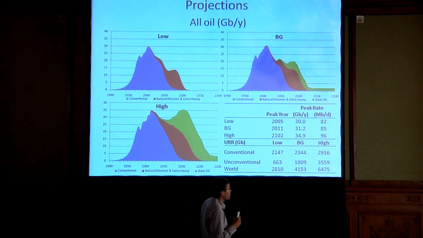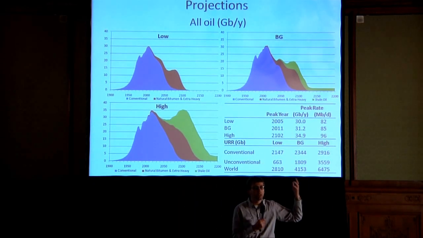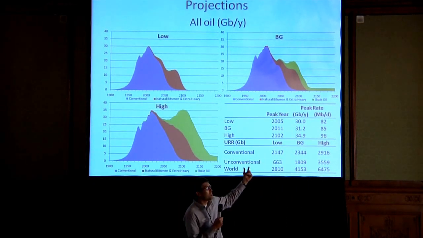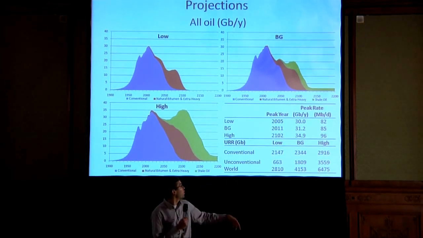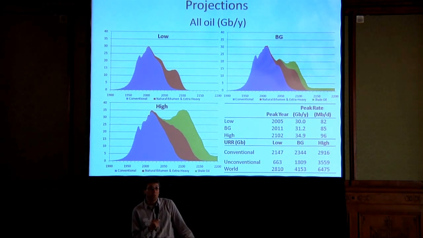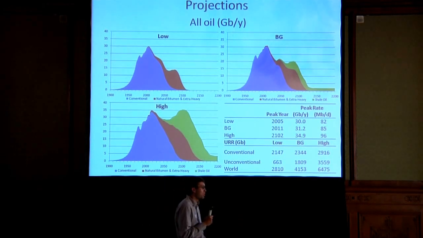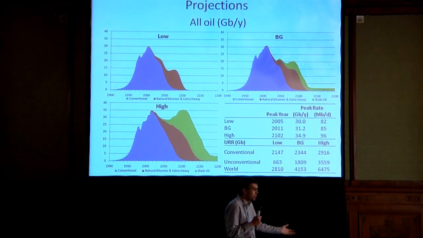Okay, in the best guess case scenario, what can we see? We can see that production declines to about 20 gigabarrels, and then flatlines to the end of the century, and then rather rapidly goes down. Not so good. We don't particularly want to do that, but okay.